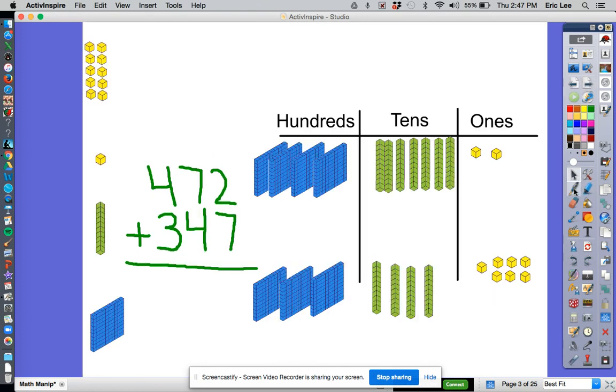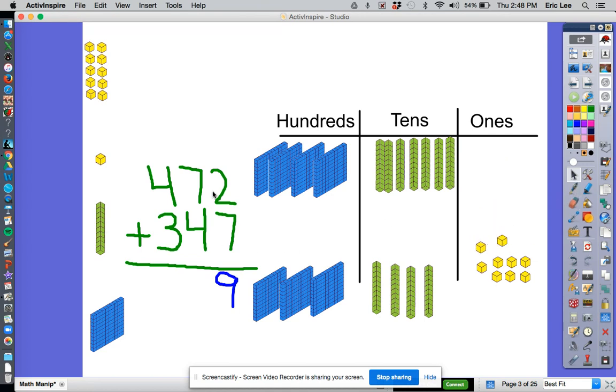So quick reminder, this is how we do it. 472 plus 347. So I've got it modeled here. I'm always going to start on my ones column. So I'm going to start here, 2 plus 7. 2 plus 7 equals 9. No problem. Let's get a little darker color. Here's my 2, here's my 7. 2 plus 7 equals 9. So I've got 9 ones.